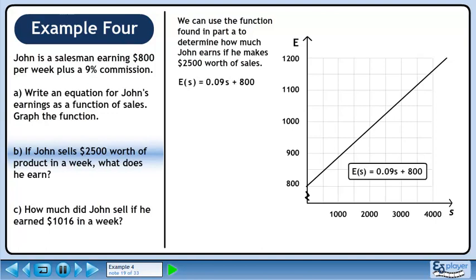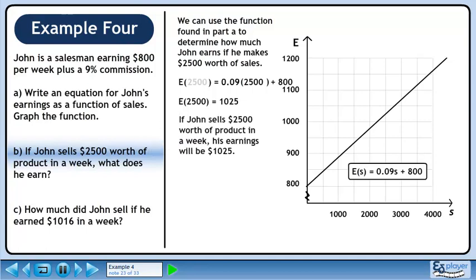Rewrite the function. We want to find John's earnings when he sells $2,500 worth of product. Plug in $2,500 for sales. Evaluate the right side to get 1,025. If John sells $2,500 worth of product in a week, his earnings will be $1,025. This can be found on the graph at the point (2,500, 1,025).